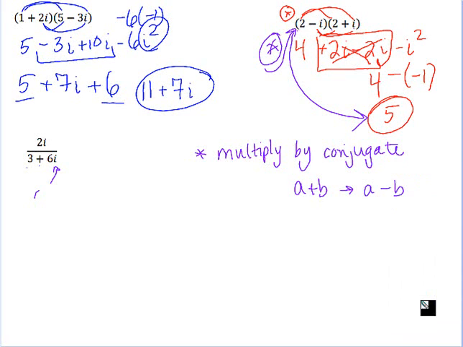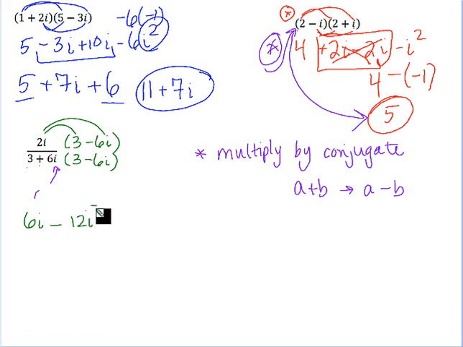So here, if our denominator is 3 plus 6i, we're going to multiply it by 3 minus 6i. If we multiply the denominator by that, we have to multiply the numerator. So the numerator, we just distribute our 2i. So 2i times 3 is 6i. 2i times 6i is 12i squared over 3 times 3 is 9.